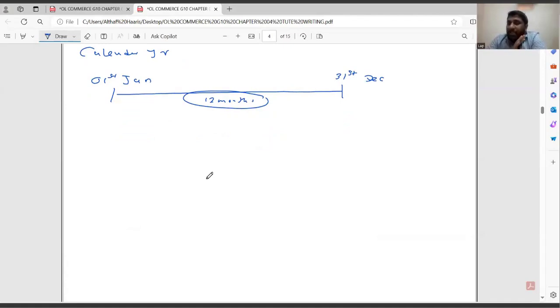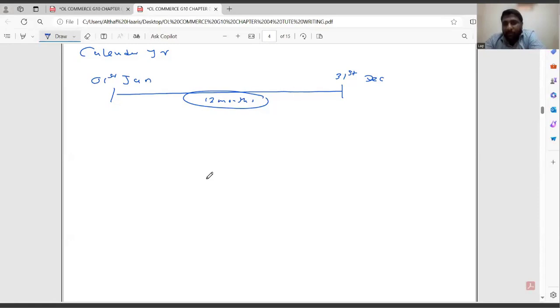But when it comes to the accounting world, sometimes our year is not starting on 1st January. Now let's take Tamil and Sinhala students. When does the year start for you? Is it 1st January? No, it is April 14th. Muslim students, tell me, when does the year start for you?